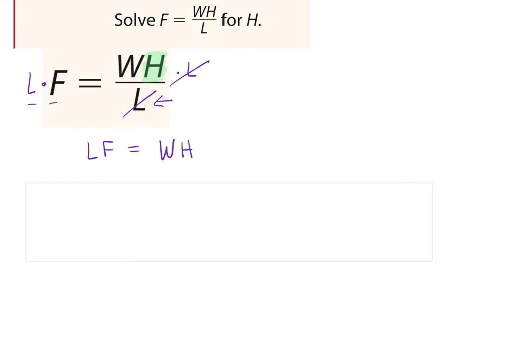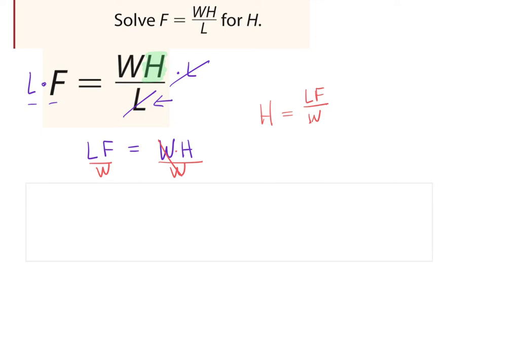What is the W doing? Well, this is multiplication. So if the W is multiplying, what am I going to do? I am going to divide by that W. It's going to cancel. And so my H, when I get it completely by itself, is L times F divided by W. So this is what a literal equation looks like. You're just going to do the same process as if it was all numbers and you were solving for that H with all numbers there. Let's look at the next one.